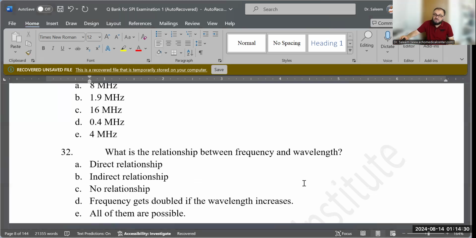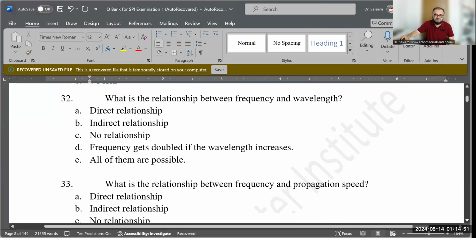Absolutely, you are right, because remember the formula was frequency is equal to propagation speed of the sound divided by the wavelength. So wavelength is below, in the denominator. So for sure the relationship will be an indirect relationship. They will have an indirect relationship. Absolutely correct answer. Now let's see the next question.